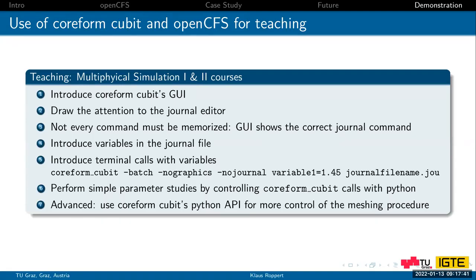And the way I typically tackle this kind of problem in the teaching courses, so the multi-physical simulation 1 and 2 courses at your university, I will show you this also in the demonstration example. So we'll start from the GUI, then draw the attention to the journal editor, and then use a more abstract way to call Cubit without the GUI. So we can either call it with this terminal command, or the way we will be using it, that I'll show you, is to control the meshing procedure and the refinement study via Python.